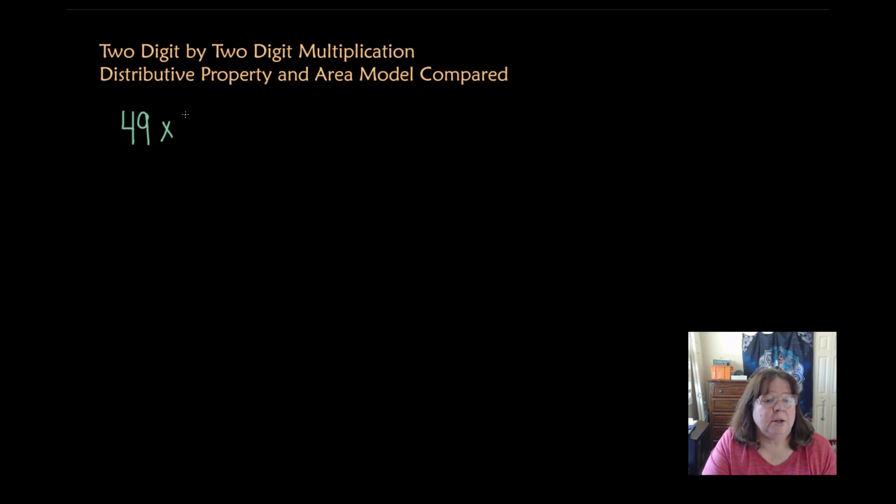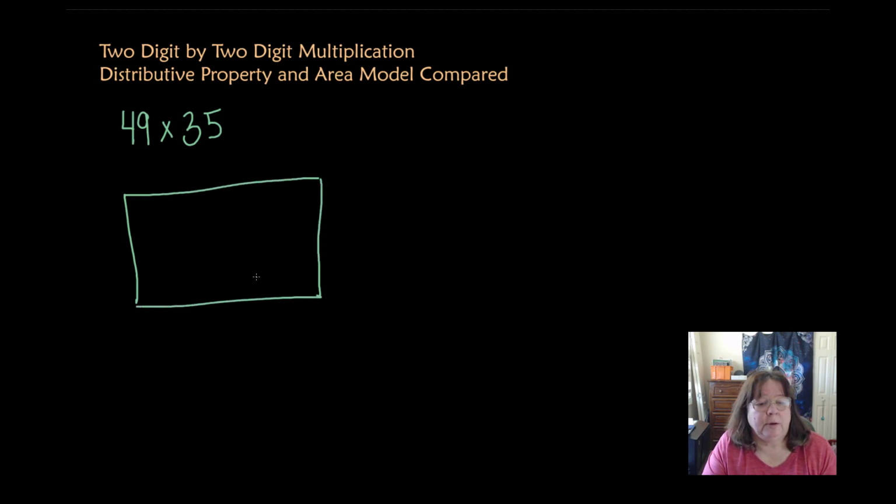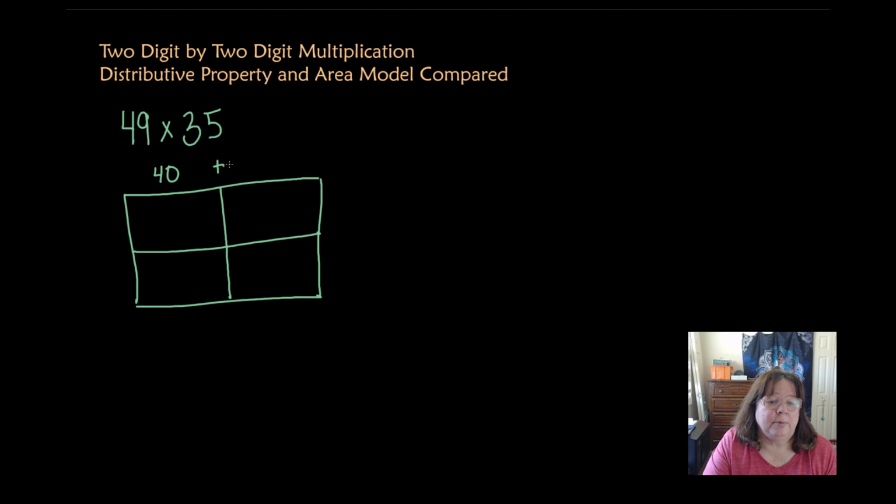49 times 35. Okay, let's do the area model first. So area model, draw my rectangle, and I've got 2-digit by 2-digit, so I'm going to have 2 columns and 2 rows. I'm going to break this down by place value, 40 plus 9, and I think our book asks us to circle the largest number so that we remember to put the largest number on the top.